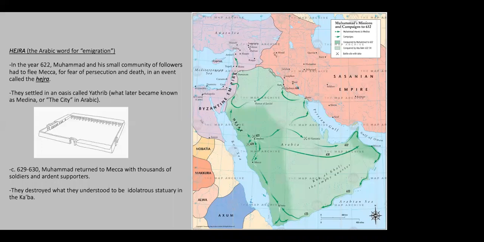And by around 629 to 630, the Prophet Muhammad, backed by thousands of supporters, marched back to Mecca and smashed the roughly 300 pieces of statuary in and around the Kaaba. As Simon O'Meara says, though, there's not a neatly uniform narrative in the early Islamic sources as to what exactly happens after the reconquest of Mecca.